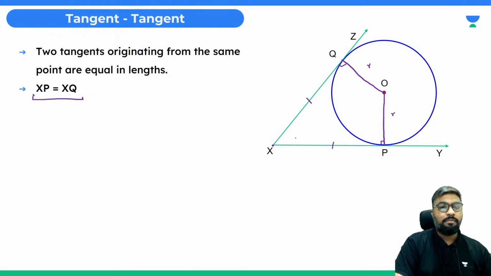This is going to form a kite. Do you see a kite, guys? Here the kite is visible. This will form a kite. Okay. Next.